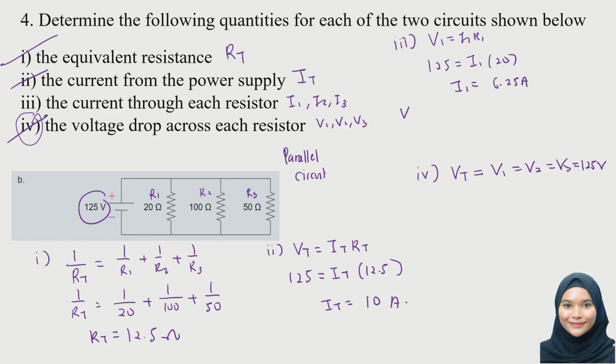We know the value for voltage across resistor 2. We are looking for the current that flows through resistor 2, and we know the resistance of resistor 2 is 100 ohms. So the current that flows through resistor 2 is 1.25 ampere. Alright, the same goes to resistor 3. We know voltage across resistor 3 is 125. We are looking for the current, and resistance of resistor 3 is 50 ohm. So when you press the calculator, you will get 2.5 ampere.